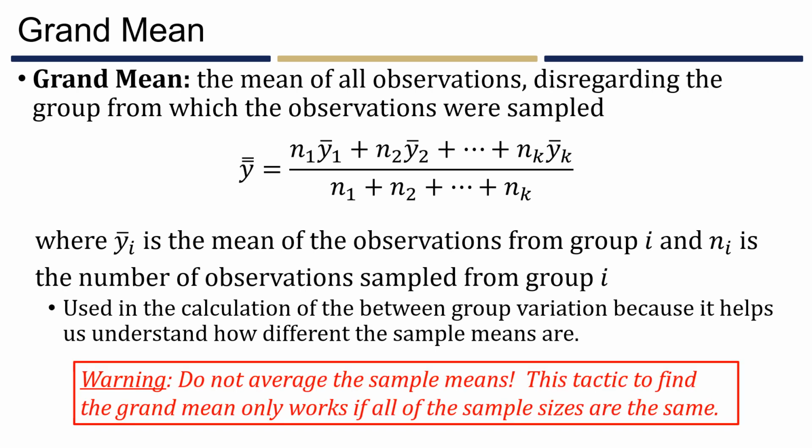One thing that I do want to warn you about is that you can't necessarily just average the sample means in order to get the grand mean. Averaging the sample means is only going to work if all of your sample sizes are the same. So in general, because you don't have to have the same sample size in each group, averaging the sample means will generally not work.